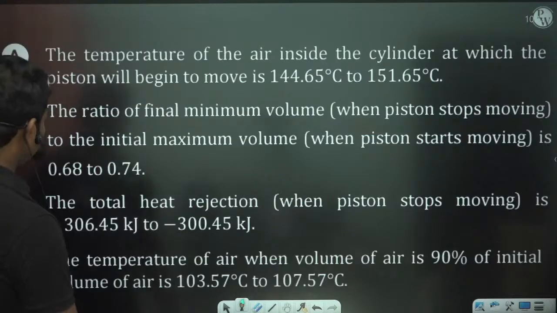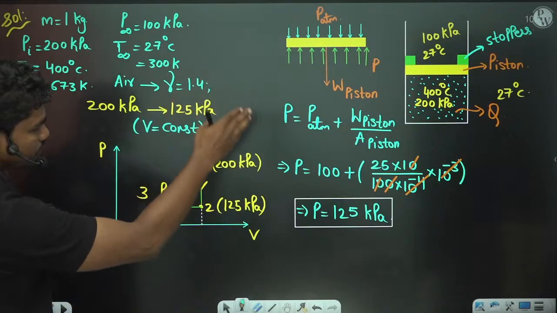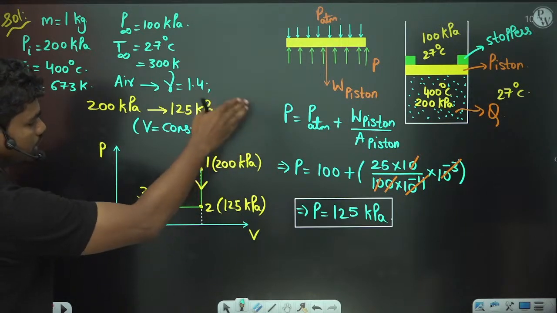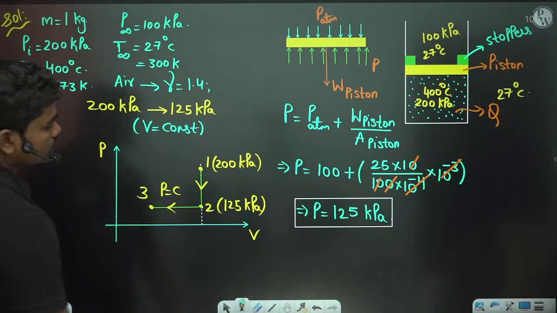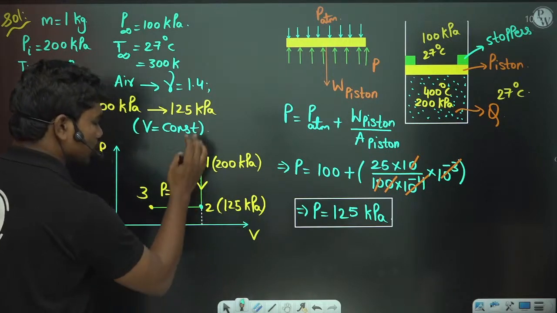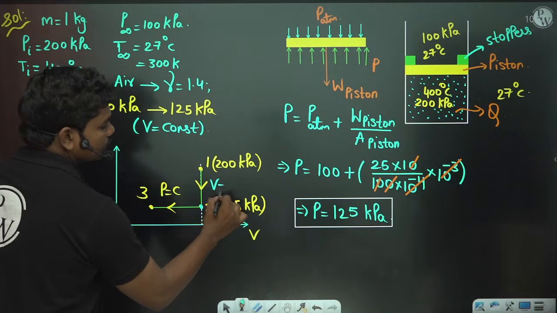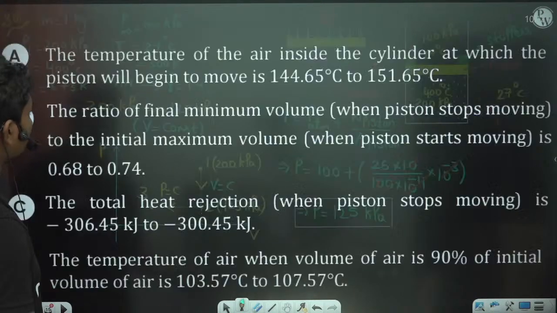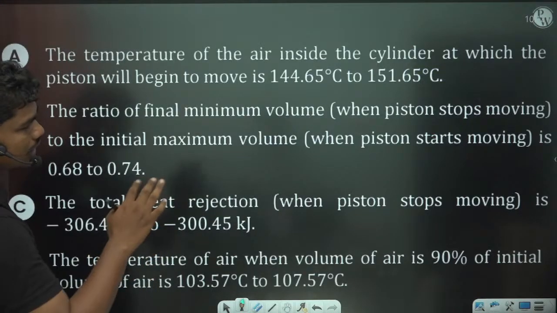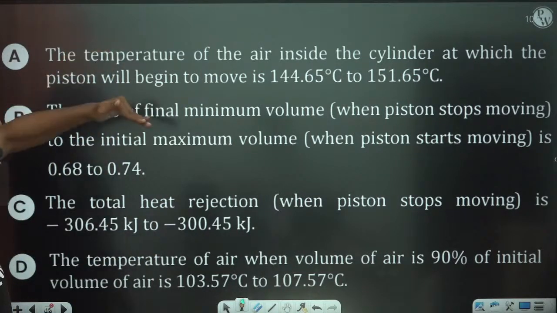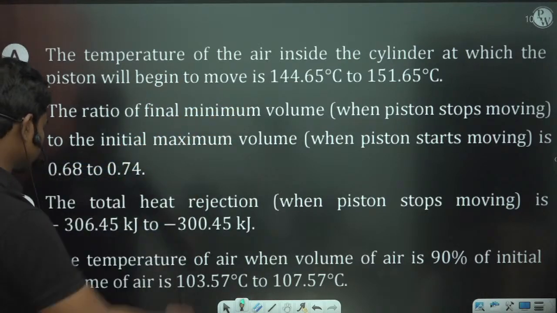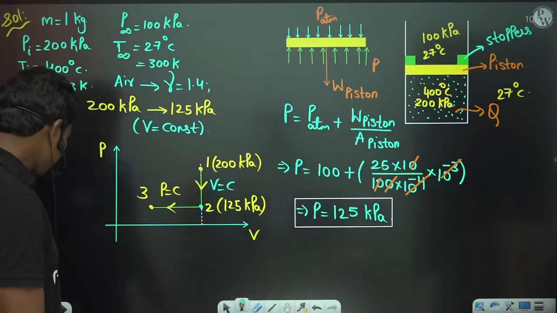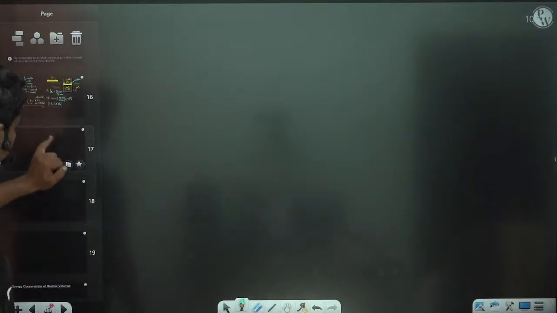So first of all, this is the process. There is a constant volume process up to which the pressure falls to 125 kilopascals, and then a constant pressure process. So the value at which the process shifts from constant volume to constant pressure is 125 kilopascals. Now let us talk about the questions. The temperature of the air inside the cylinder at which the piston will begin to move is dash. So we know that the piston begins to move at 125 kilopascals.